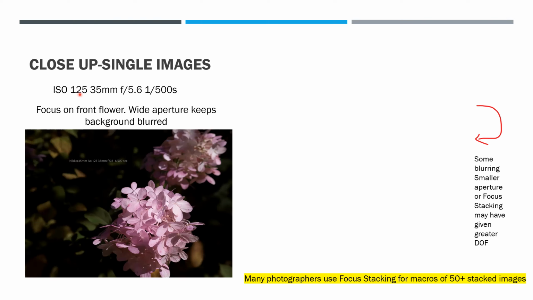So I used the 35 millimeter fixed lens at f/5.6, which is again a wider aperture, which gives you a greater depth of field and some blurring in the background. And I had it at 1/500th of a second, and it was a windy day. So I did focus here on the front flower, and the wide aperture keeps the background blurred. And again, this is maybe what you want to achieve, right? In your creation.